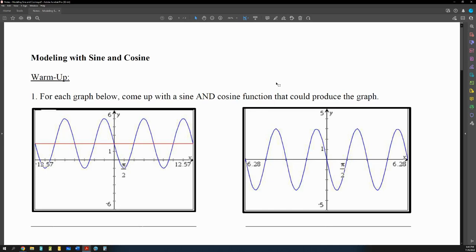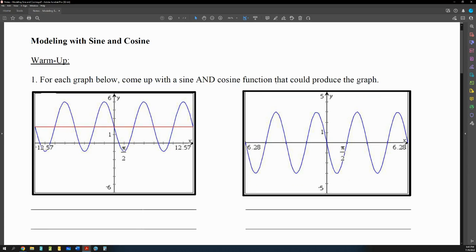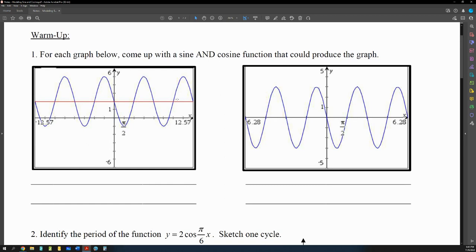Hi everyone. Today we're going to be looking at our notes for modeling with sine and cosine. I want to start off with this warm-up where we're going to write a sine and cosine equation that can represent both of these graphs here. So we'll start on the left-hand side. We're looking at this wave here.